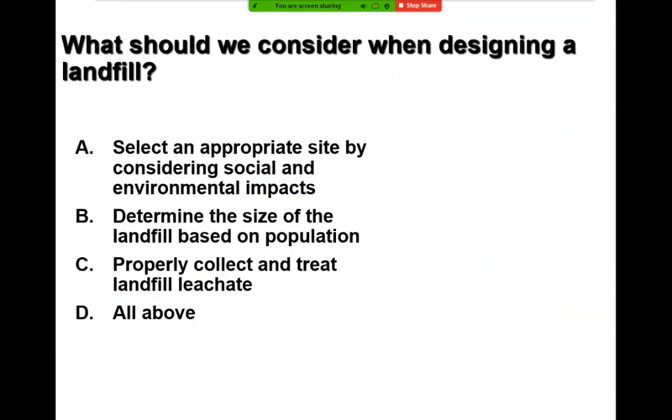So this is a quick quiz about what the considerations are for building the landfill. I don't think we have time for that, but it should be all above, right? You need to consider the environmental impact, the collection, and also the size of the population.